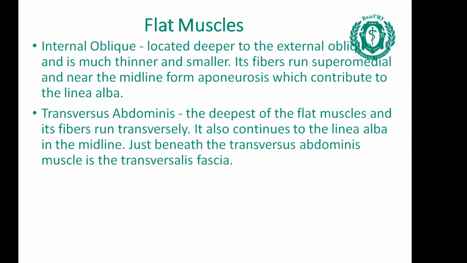Internal oblique is located deeper to the external oblique and is much thinner and smaller. Its fibers run superior medially and near the midline form the aponeurosis, which contributes to the linea alba. Transversus abdominis is the deepest of the flat muscles, and its fibers run transversely. It also continues to the linea alba in the midline. Just beneath the transversus abdominis muscle is the transversalis fascia.